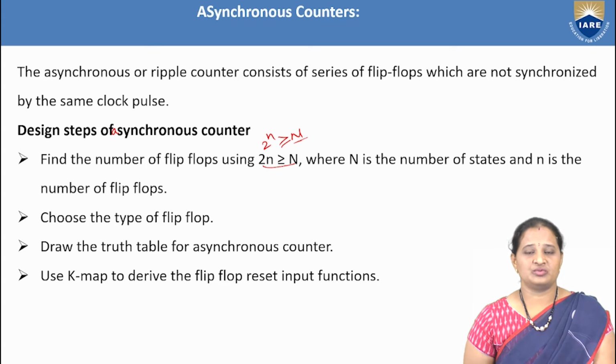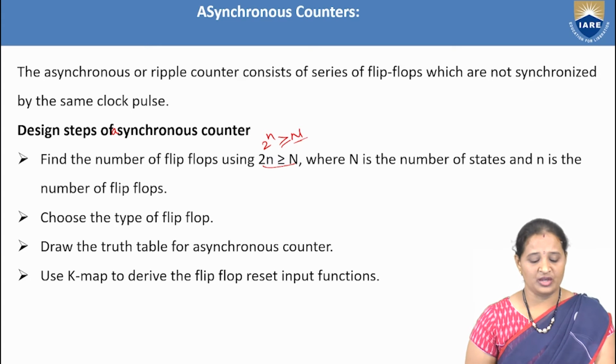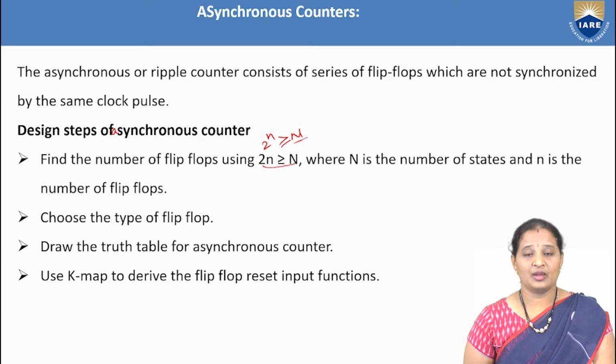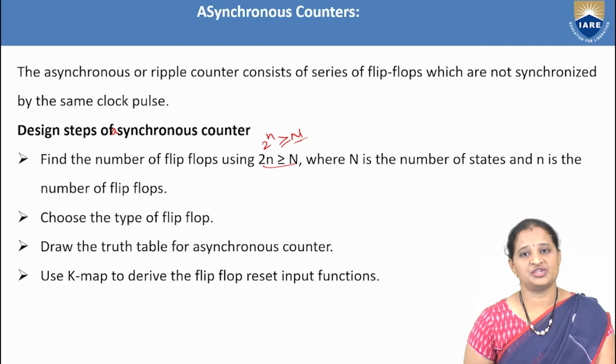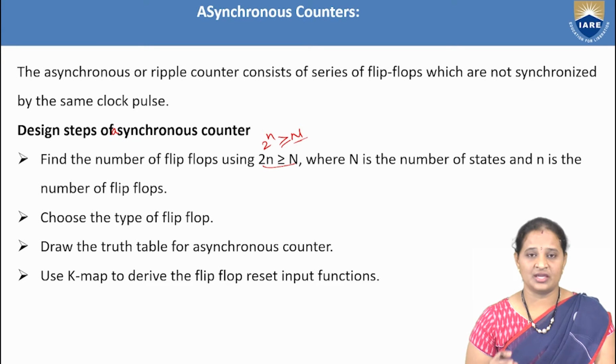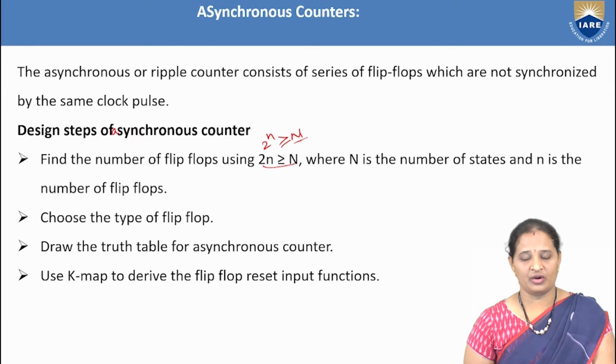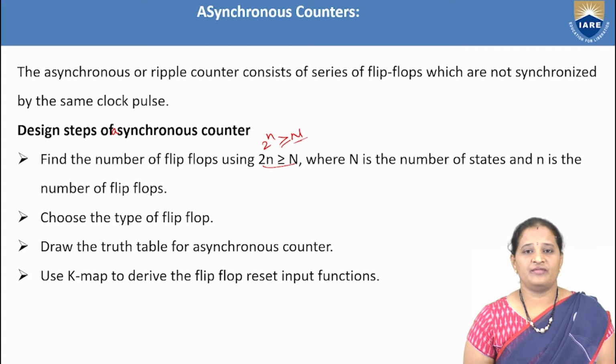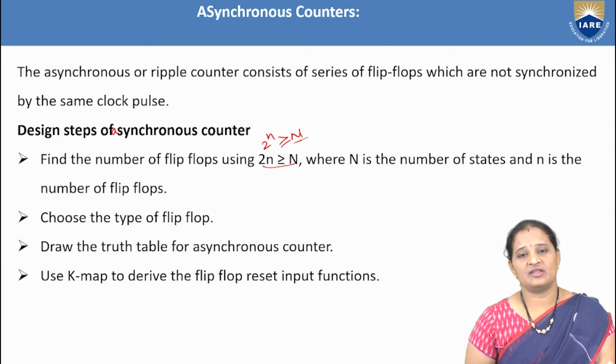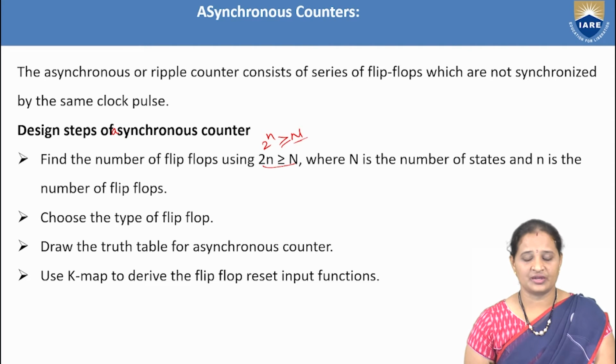Once the truth table is drawn, we need to draw the K-map in order to derive the simplified Boolean expression for the reset input of all the flip-flops. We already know that every flip-flop will have a reset or set input. What is the main functionality of the reset input? If the reset input is 1, then all the flip-flops will be cleared and the counter will go to the initial state, that is the all 0 state, 0 0 0.